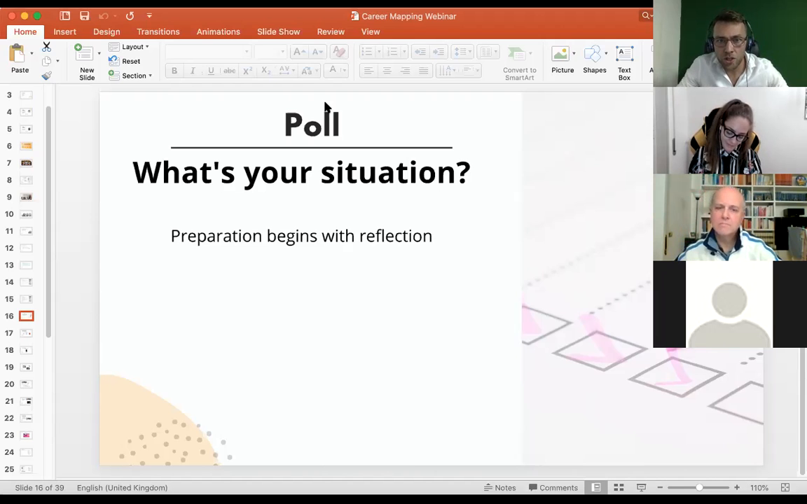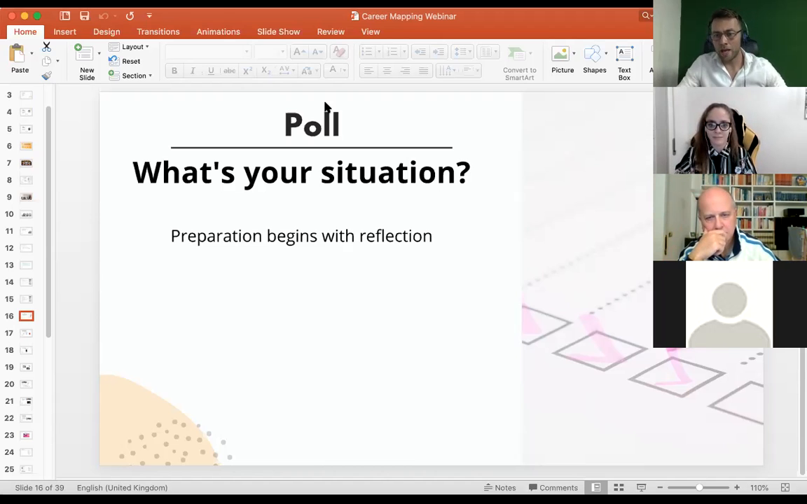I don't know if I can share these results. Yes, I can. There we go. You should be able to see the results that everybody voted. So quite interesting. So we do a pre-course analysis before starting career mapping. We want to understand your objectives first and foremost before you start the course.